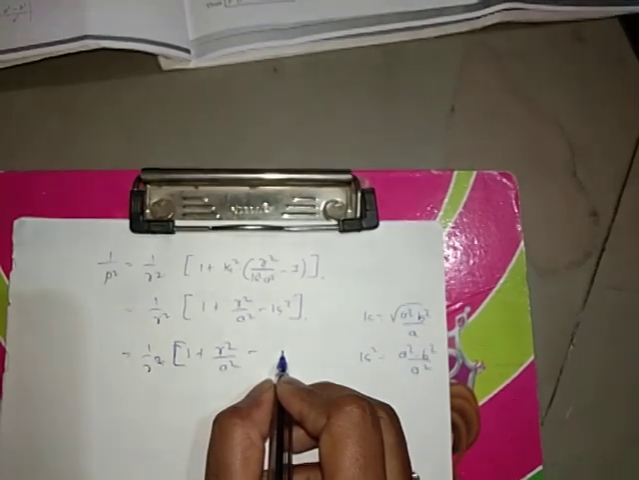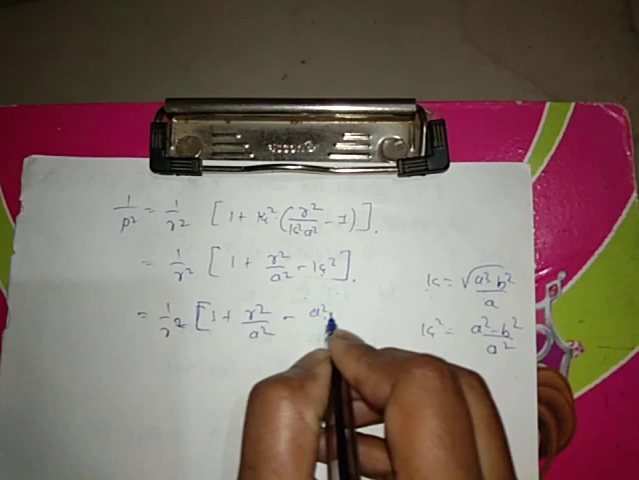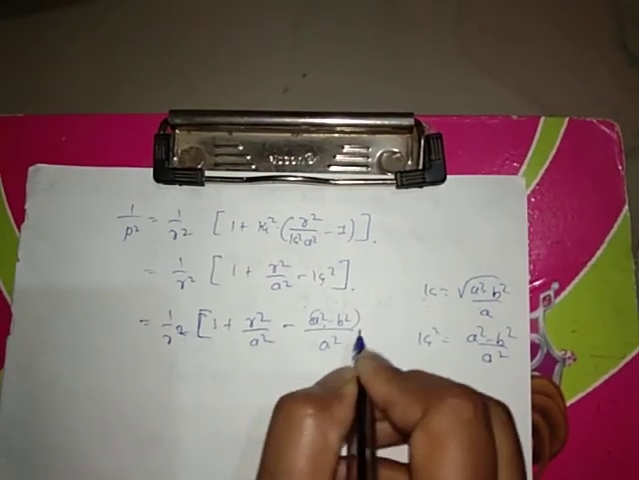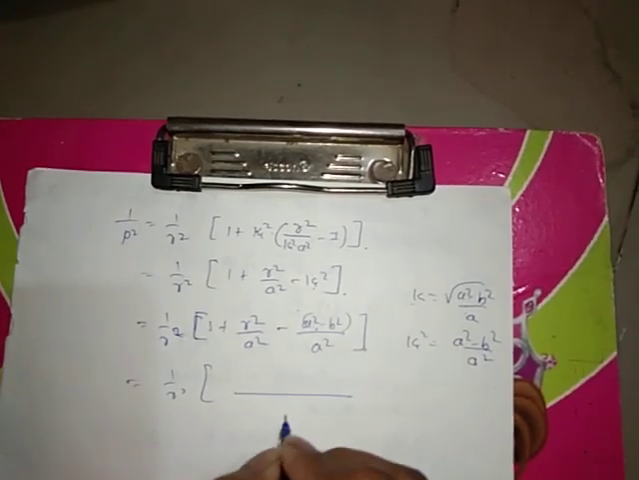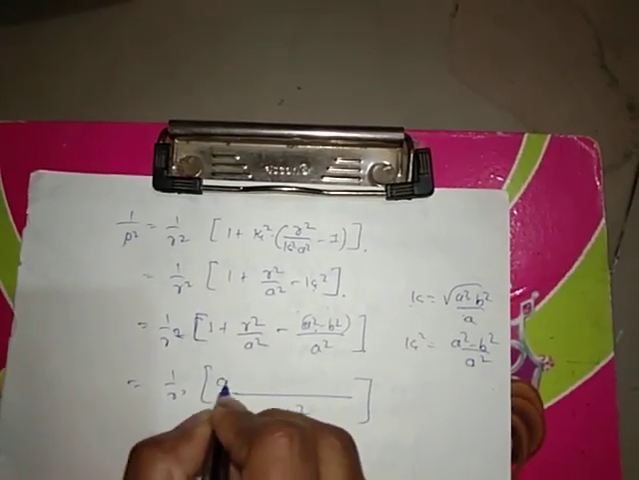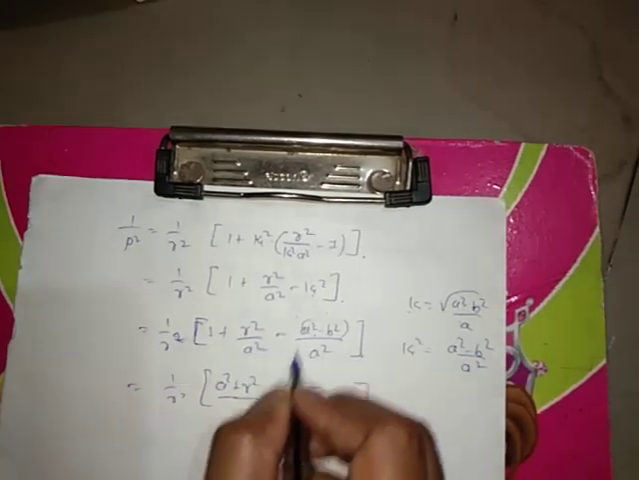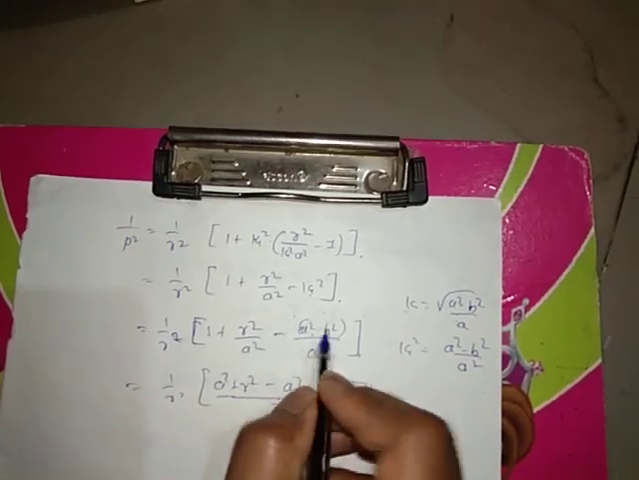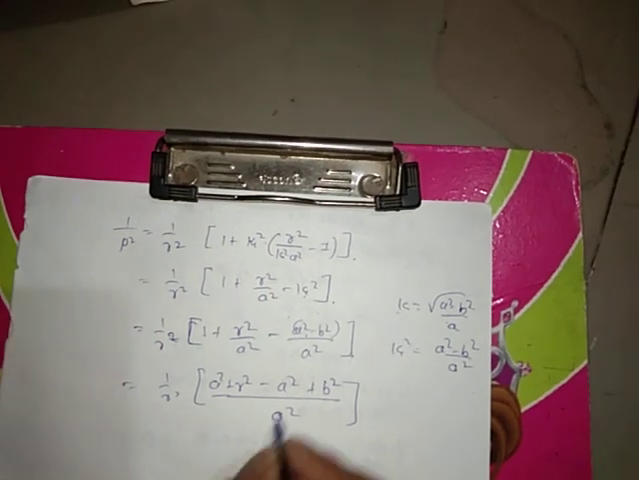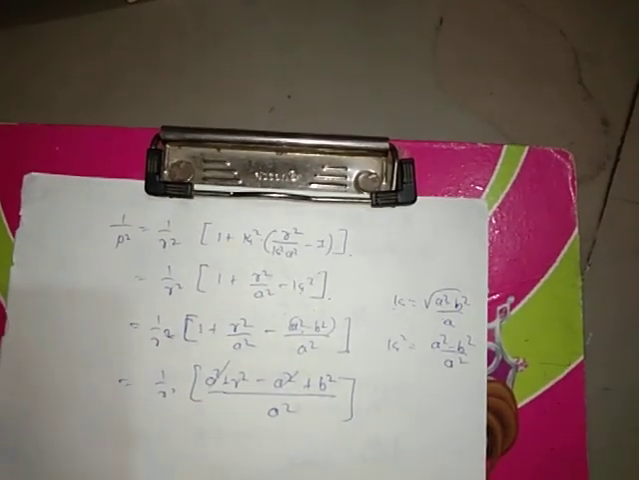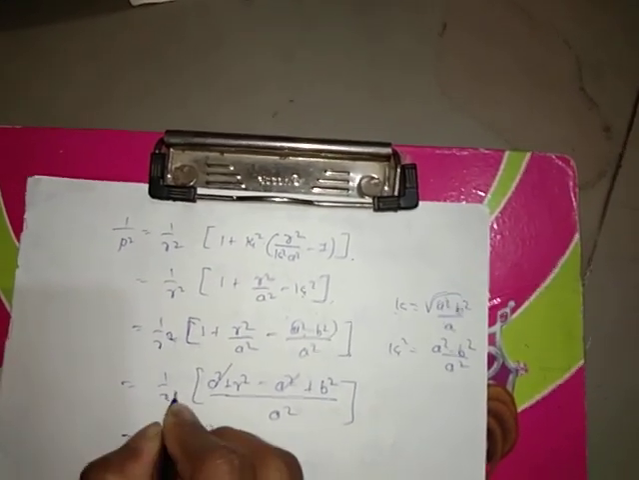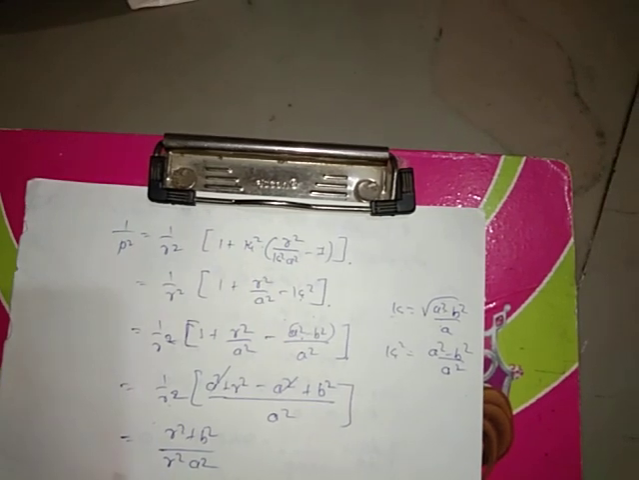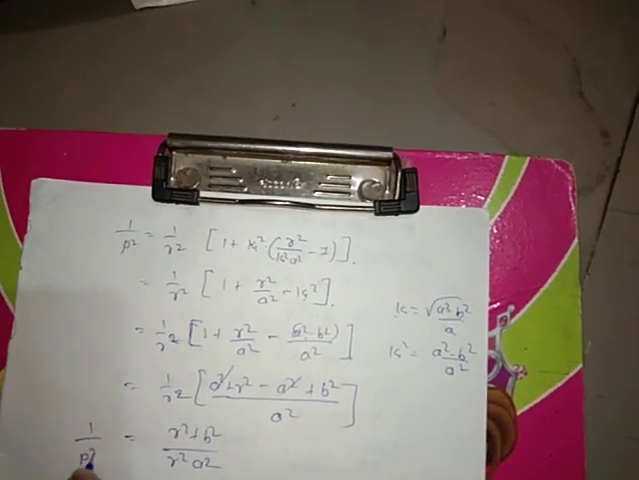Substitute this value here. So that becomes 1 by r square plus 1 by r square into 1 plus r square by a square minus a square minus b square divided by a square. Take the LCM entirely. Our LCM will be a square here. So a square plus r square, minus into plus minus a square, minus into minus plus b square. A square gets cancelled. r square plus b square divided by r square into a square. That is our 1 by p square.